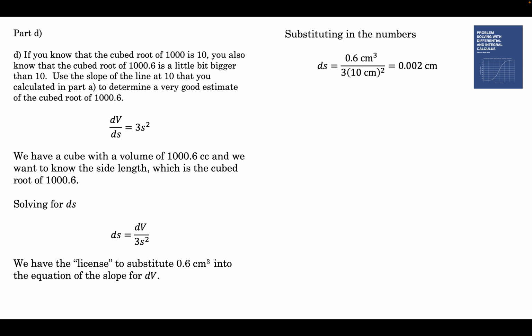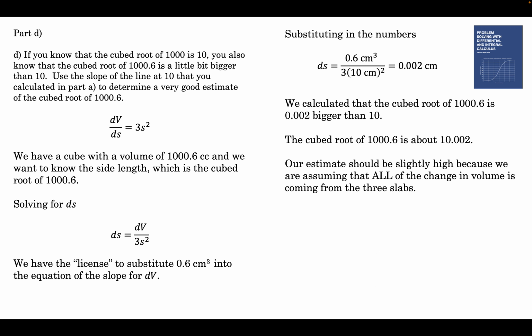we just plow ahead. And we know it's going to be a little bit off because it's not infinitesimal, but that's okay. So there's our dS. If we want to increase V by 0.6 at a side length of 10 centimeters, we have to increase the side length by 0.002 centimeters. So the cube root of 1,000.6 is 10.002.